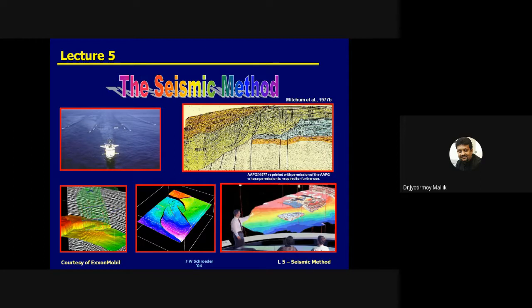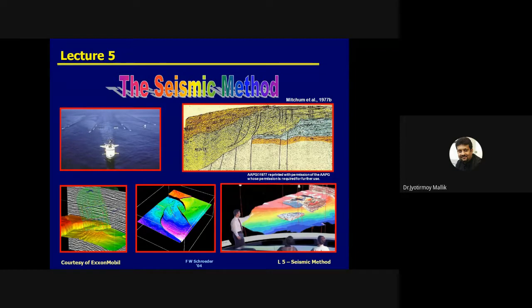And once you get the data, it needs to go through a series of processing. Processing means that you cannot simply use the raw data for interpretation purposes. The subsurface image is not clear from the raw data, so the raw data has to go through certain processes before you can actually make sense of it. And then the final step is called seismic interpretation, where you are given a seismic section and you are supposed to make a geological picture out of it.